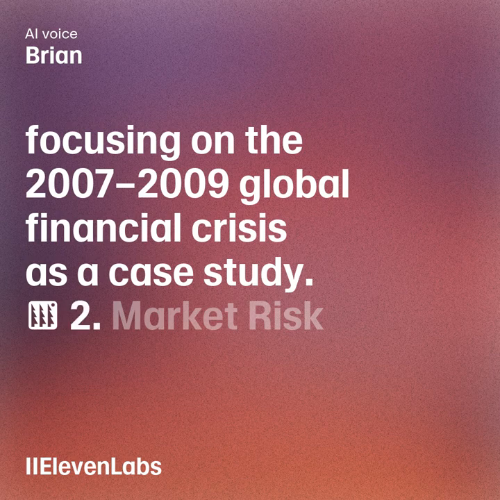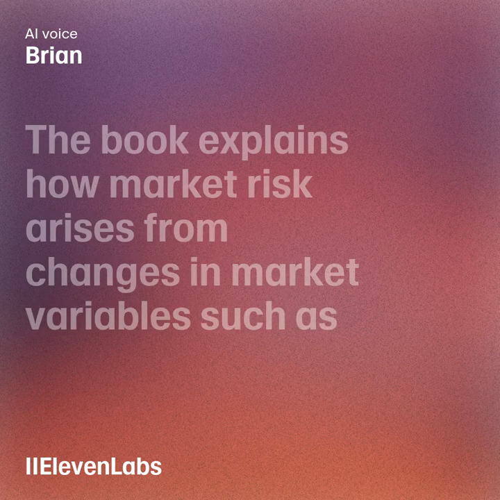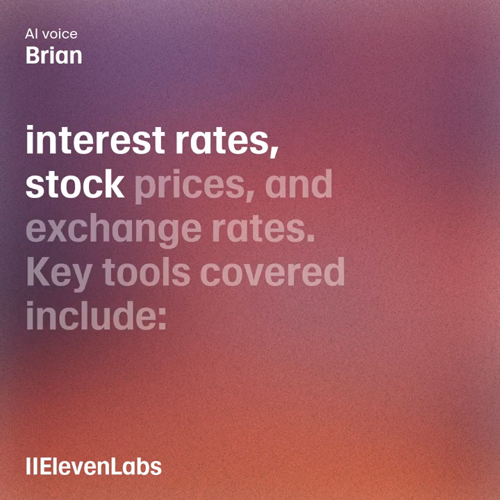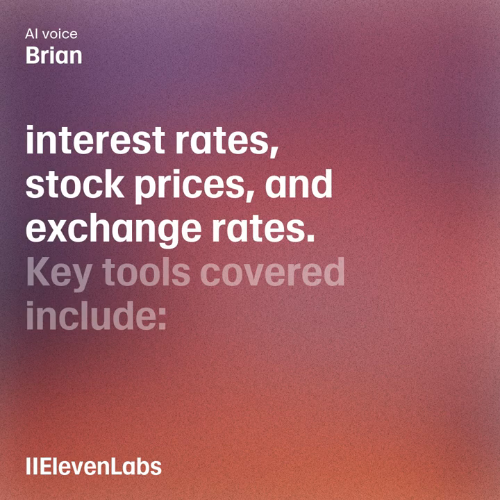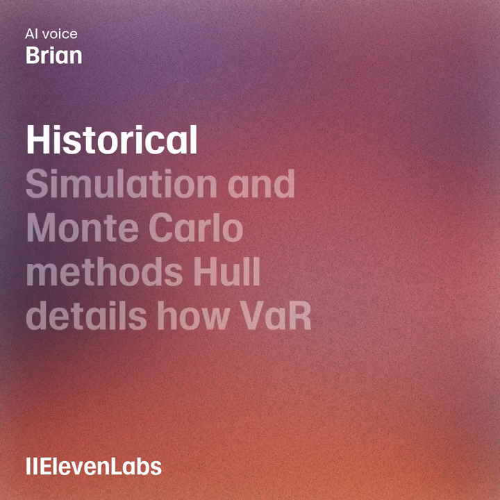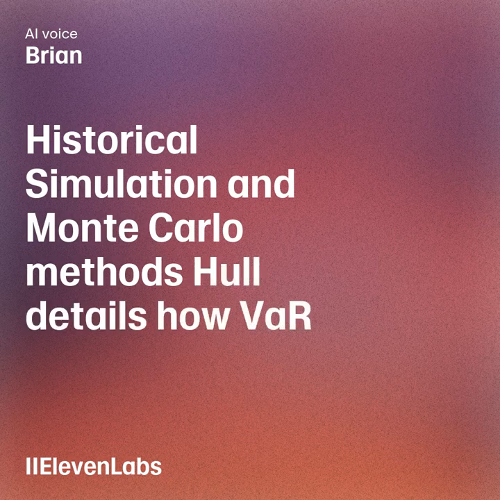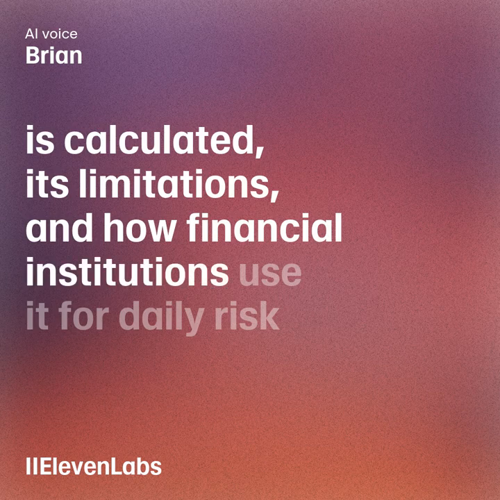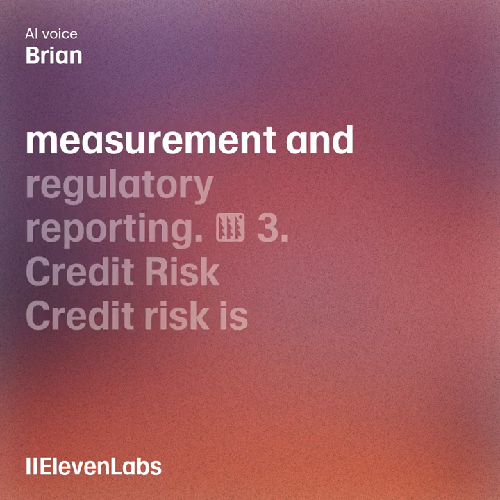2. Market risk. The book explains how market risk arises from changes in market variables such as interest rates, stock prices, and exchange rates. Key tools covered include value at risk, VaR, expected shortfall, ES, historical simulation, and Monte Carlo methods. Hull details how VaR is calculated, its limitations, and how financial institutions use it for daily risk measurement and regulatory reporting.